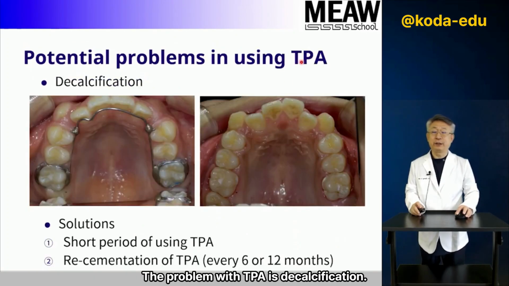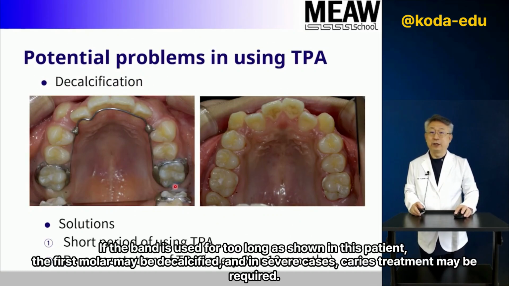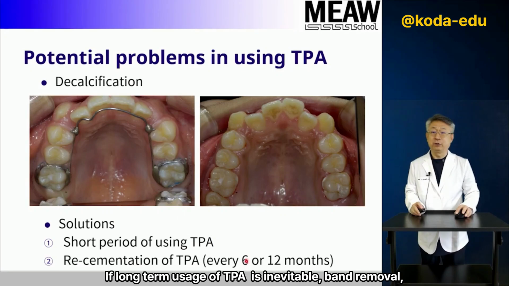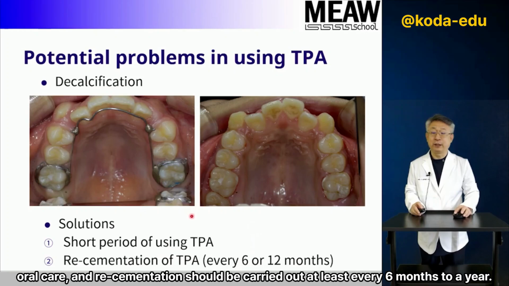The problem with TPA is decalcification. If the band is used for too long, as shown in this patient, the first molar may be decalcified, and in severe cases, caries treatment may be required. To prevent this, it is recommended that you use TPA for the minimum period. If long-term usage of TPA is inevitable, band removal, oral care, and re-cementation should be carried out at least every 6 months to a year.